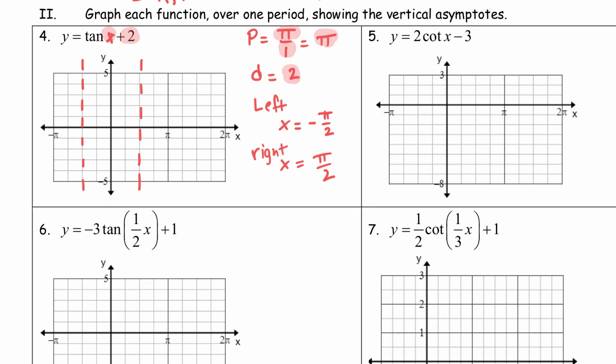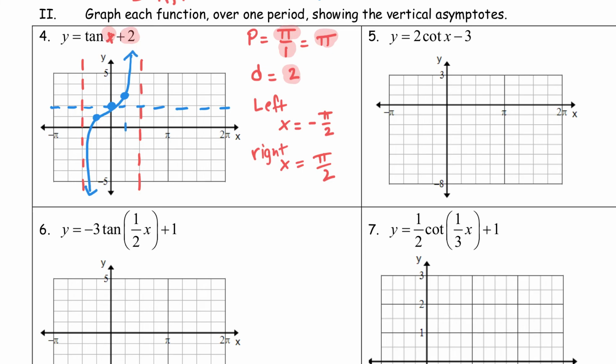The d value, which is the new midline, is going to go up 2 units. We know that tangent at 0 is 0, but then you have to go up 2 spaces. And then you're going to follow the pattern. You're going to go down 1 over 1. That's going to be your minimum. You're going to go 1 to the right and up 1. That's going to be your max. And then you go ahead and draw the curve.